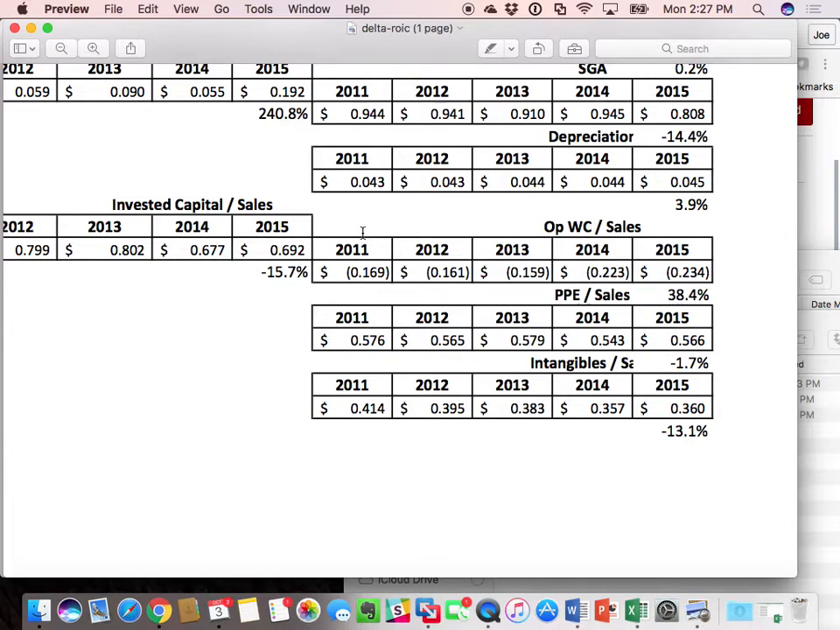Intangibles, as we said last week, is a fixed cost. This is the acquisition premiums. It doesn't look like between 2011 and 2015 they're doing a lot of acquisitions. So they're getting more productivity out of the previous acquisition. I think they bought Northwest a long time ago. They're getting more growth out of that acquisition, but they didn't pay any more for Northwest. That's the way to think about what's driving it there. Nonetheless, intangibles going from 41.4 to 36 helped them. Working capital going from negative 17 to negative 23.4 helped them. The PP&E stayed flat.